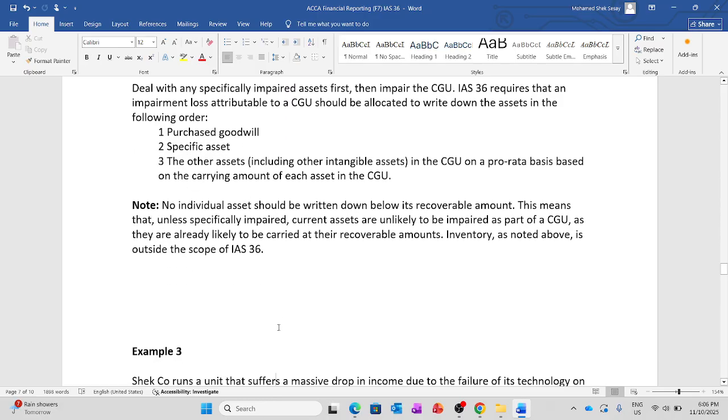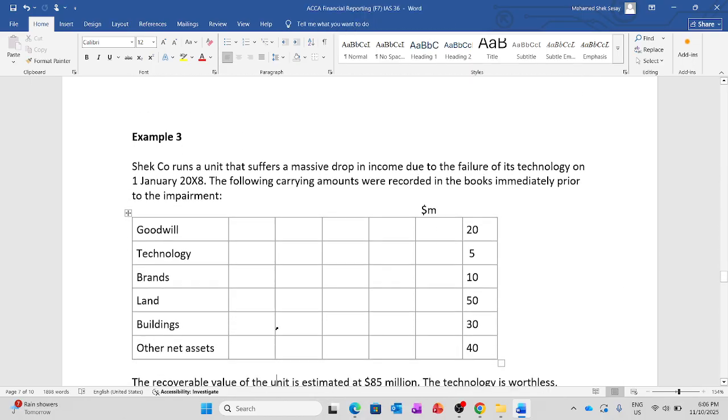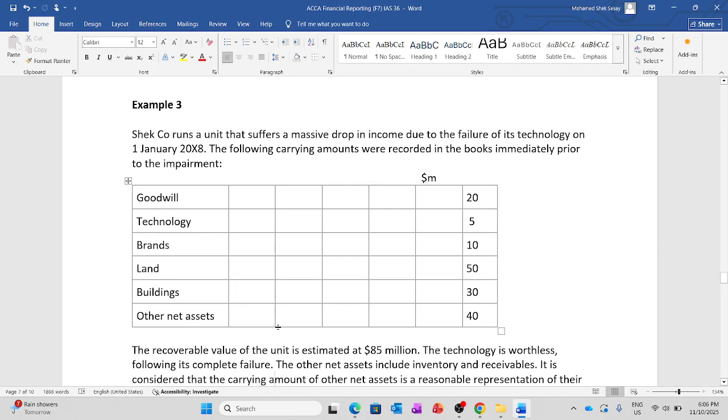So now let's look at this example so we can understand exactly what I'm saying, right?